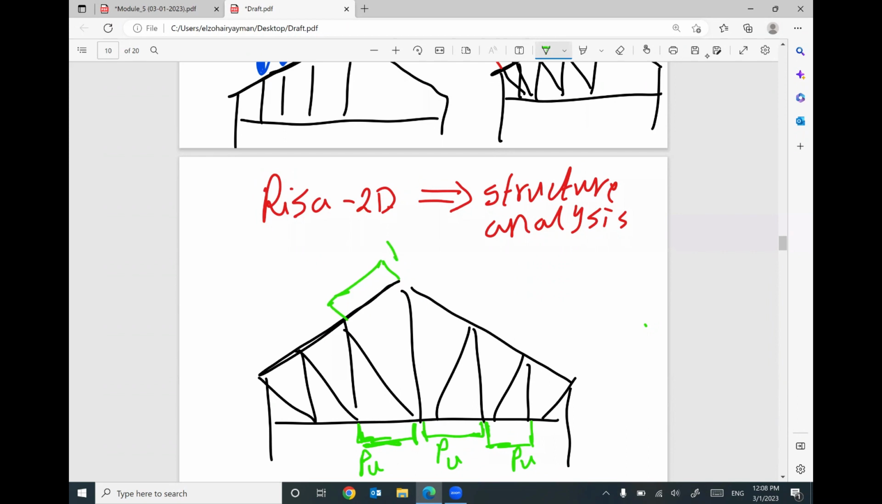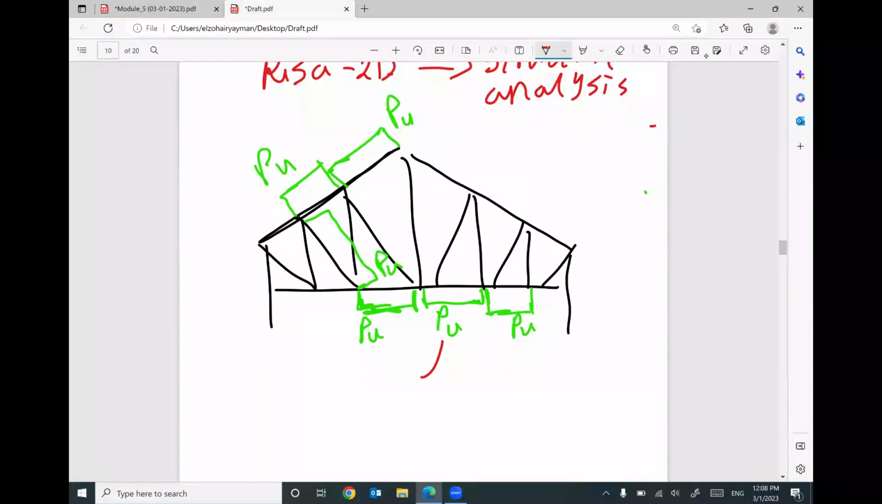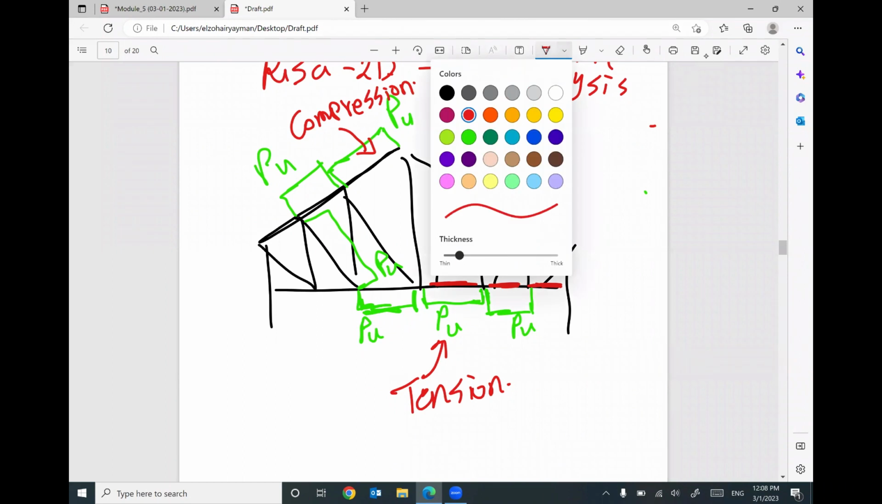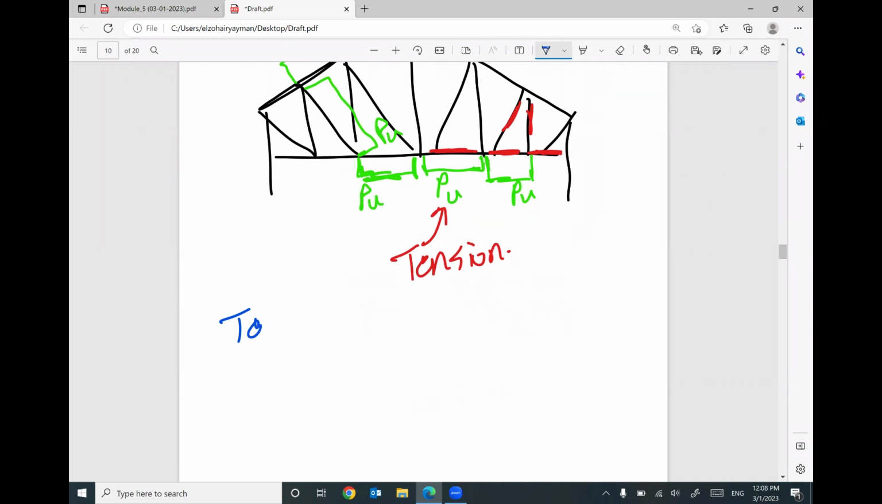What is the P ultimate on each member? That makes sense? Some of these values are tension. At the bottom, the lower chord, will be tension. At the top, it will be compression. The web, the vertical or inclined members, I don't know exactly, but some of them will be tension, the others will be compression. So the final conclusion right now, we have tension members and we have compression members.